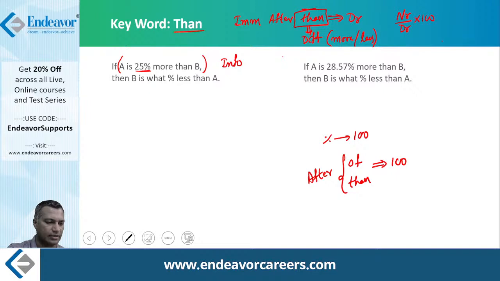Now what is A? A is 25% more than B. What is 25% of 100? 25 itself. Therefore A becomes 125. That's precisely the reason why you took B as 100.